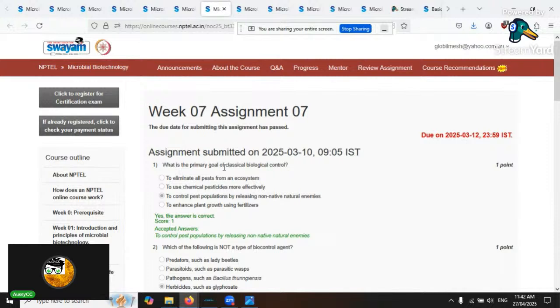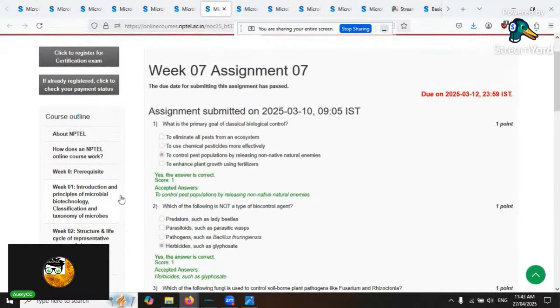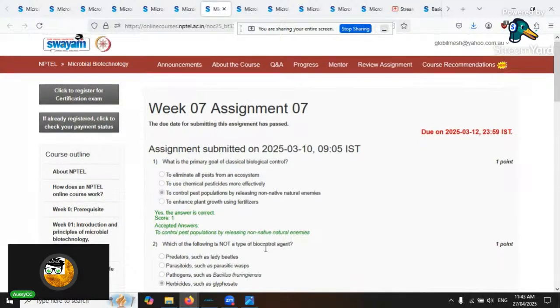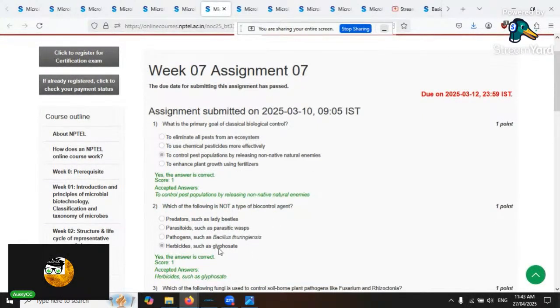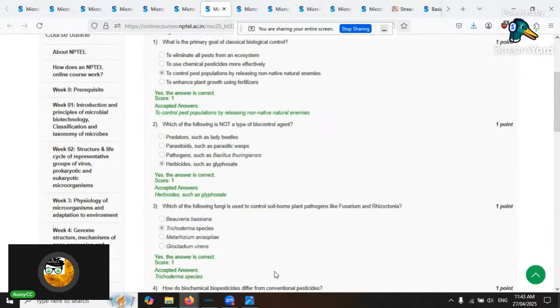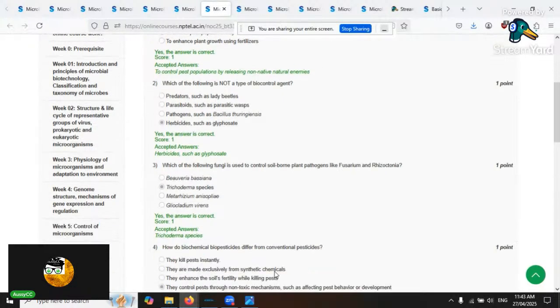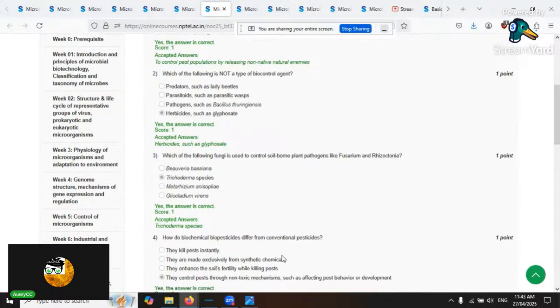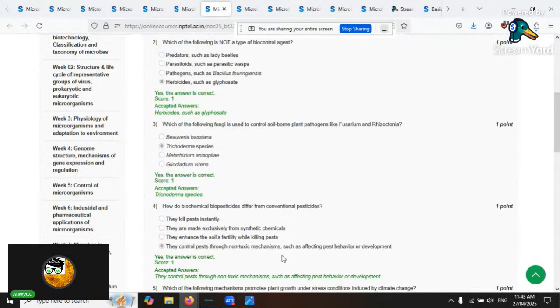What is the primary goal of classical biological control? To control pest populations. Which of the following is not a type of biocontrol agent? Herbicides like glyphosate. Which of the following fungi is used to control soil-borne pathogens like Fusarium and Rhizoctonia? Trichoderma species. How do biopesticides differ from conventional pesticides? They control pests through non-toxic mechanisms.